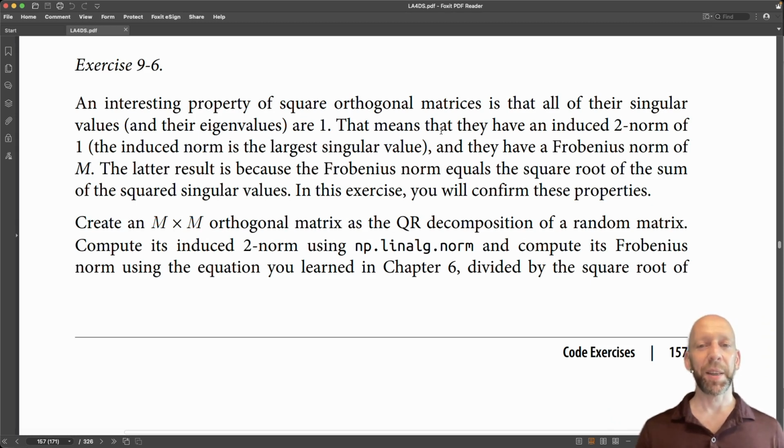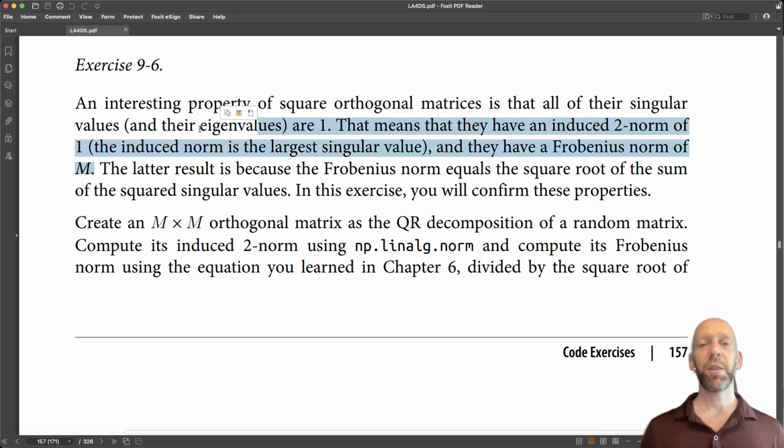But an implication is that the induced 2 norm of any orthogonal matrix is 1, and the Frobenius norm of any orthogonal matrix is √M, where M is the size of the matrix. So, M columns or M rows of an orthogonal matrix, and that is the Frobenius norm. Okay, so then I talk a little bit about why this is, although I have to admit, to really appreciate why these properties are the way they are, you need to know about the singular value decomposition, which you'll learn about later on in the course.